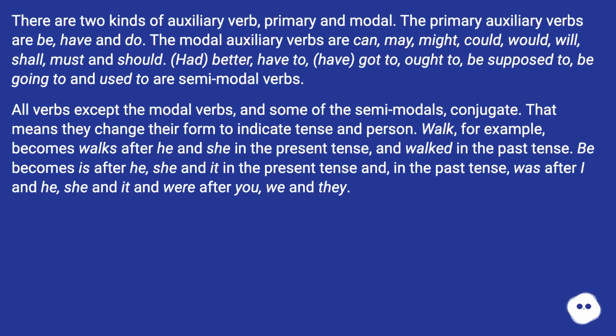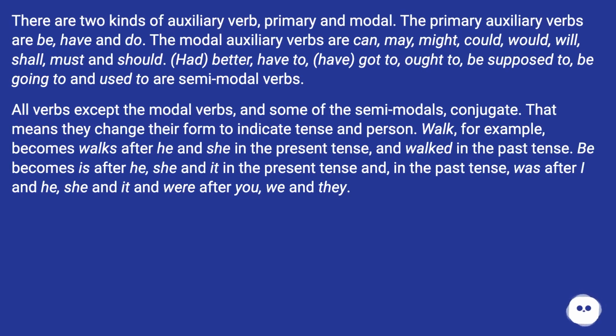There are two kinds of auxiliary verb, primary and modal. The primary auxiliary verbs are be, have and do. The modal auxiliary verbs are can, may, might, could, would, will, shall, must and should. Had better, have to, have got to, ought to, be supposed to, be going to and used to are semi-modal verbs. All verbs except for modal verbs, and some of the semi-modals, conjugate.